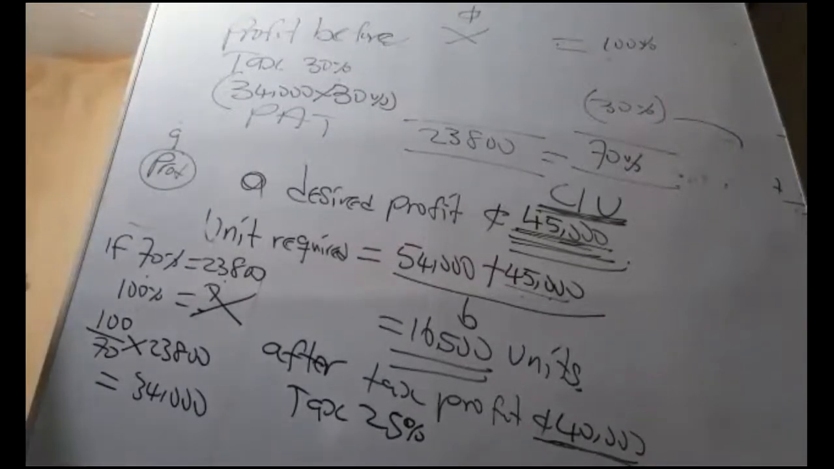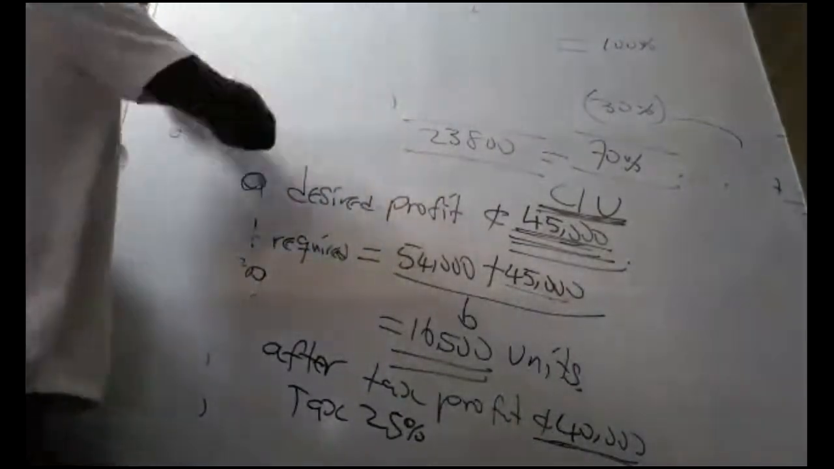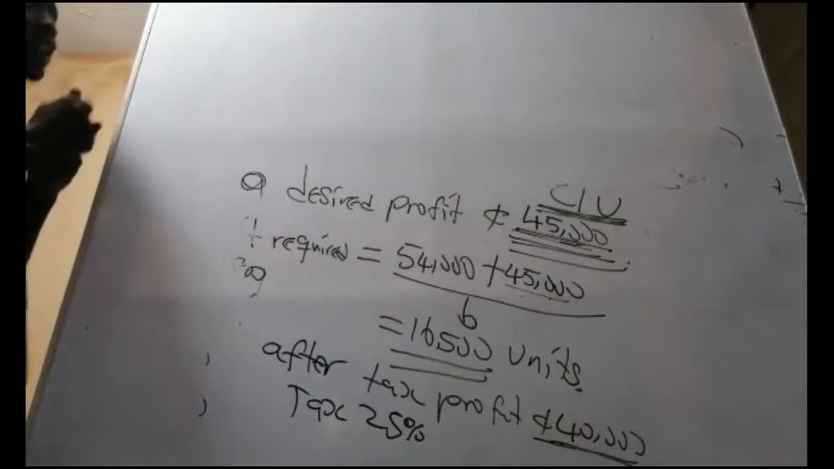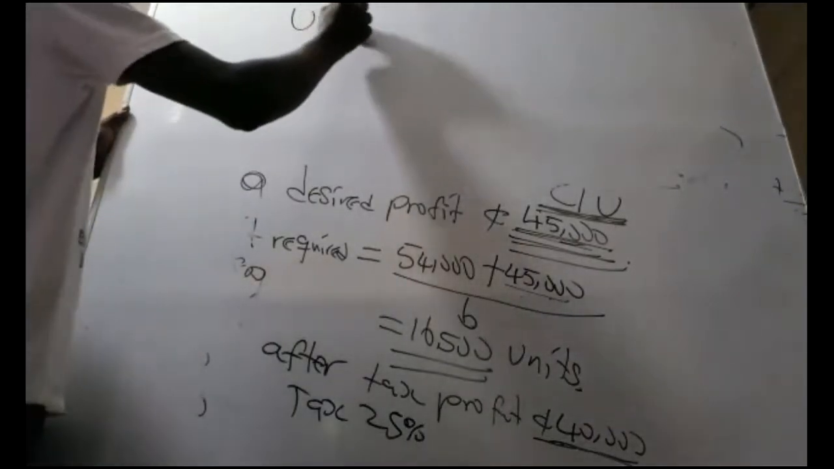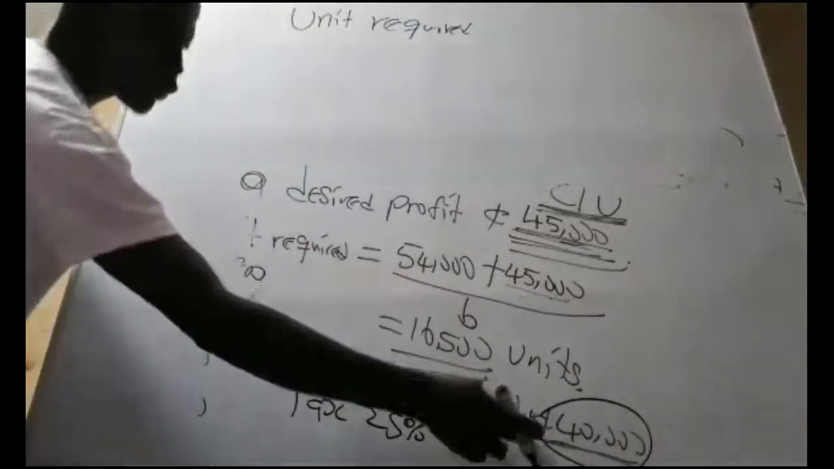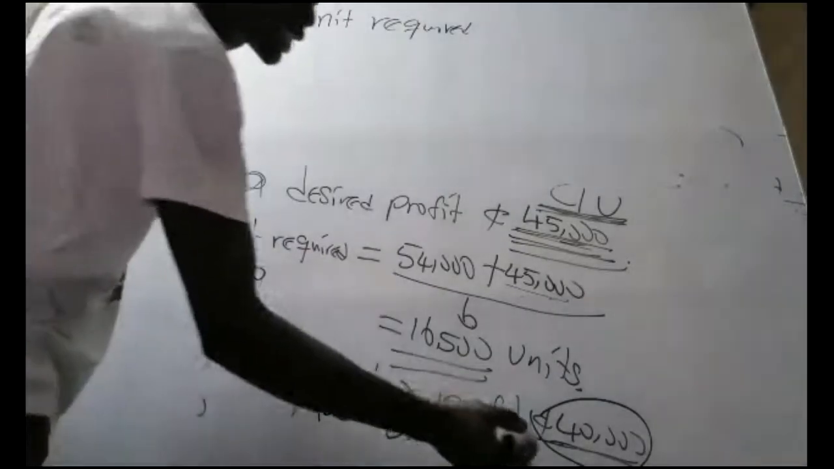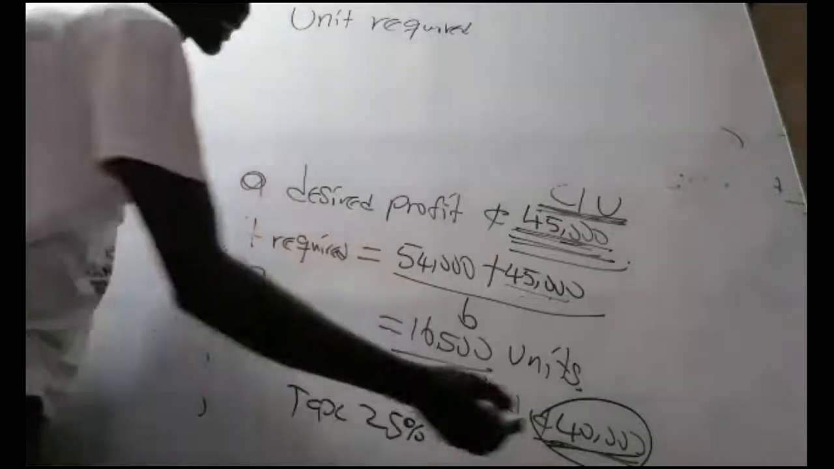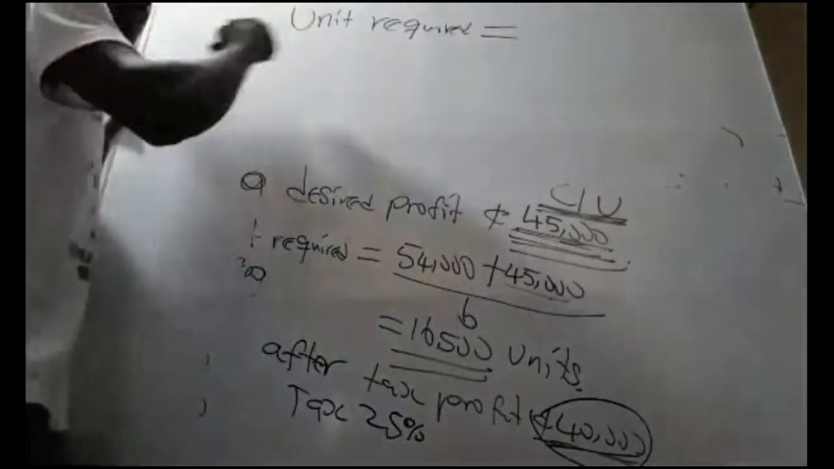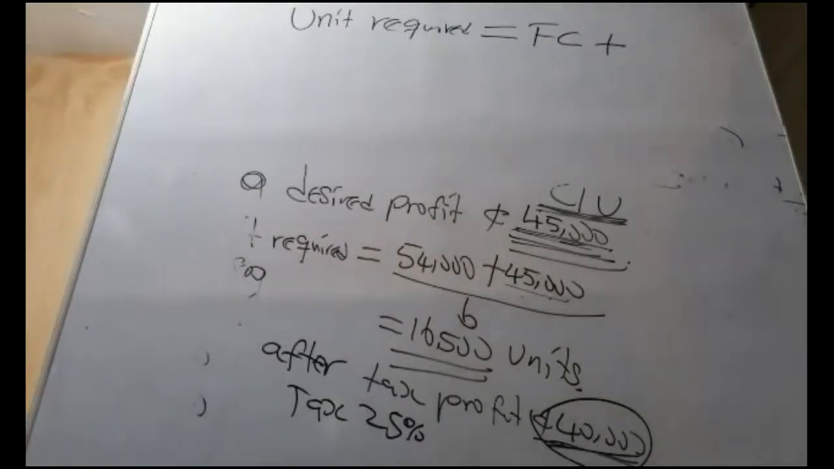Okay, so now that everybody gets it, that's the board. But this is not part of the analysis. So therefore, the units required in order to earn a profit of 40,000, just that this profit we want is before tax. Please, the profit given to you in the question is 40,000, but in calculation, you need the profit before tax. It's equal to the fixed cost plus the target profit.